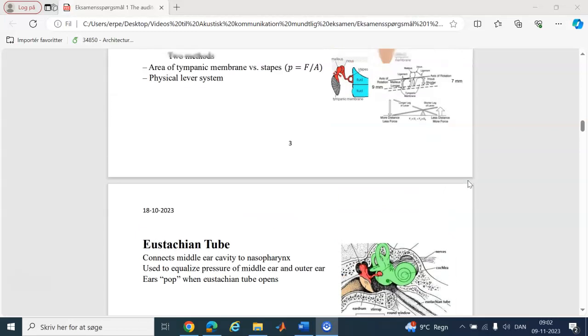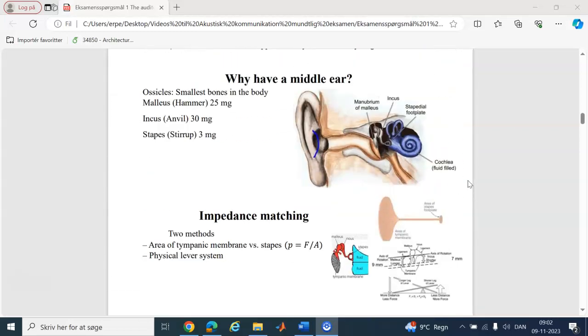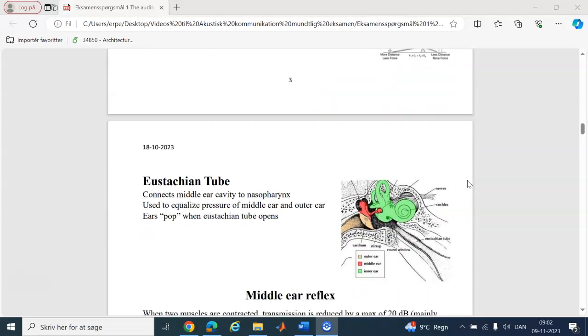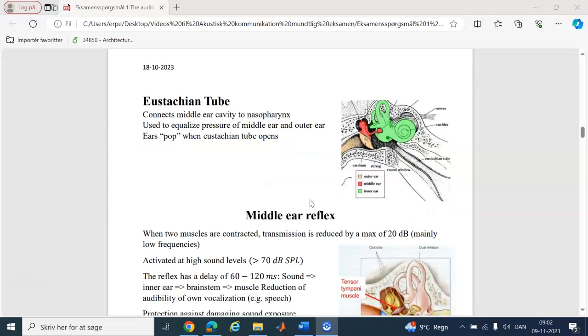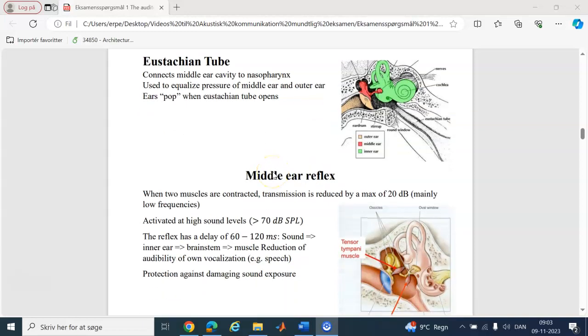And the pressure in the middle ear is much more than outside in the outer ear. What does this Eustachian tube do? It connects the middle ear cavity to the nose area here. It can equalize the pressure of the middle ear and outer ear, in speech, and also when the noise is very tough.